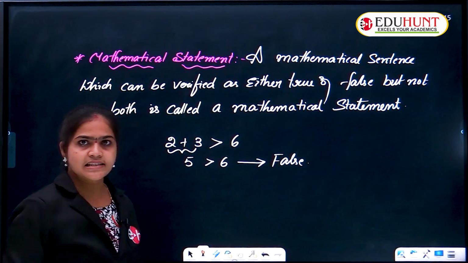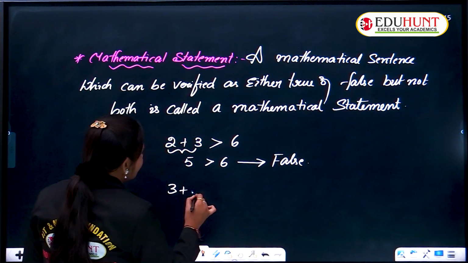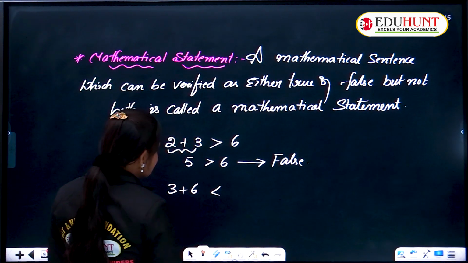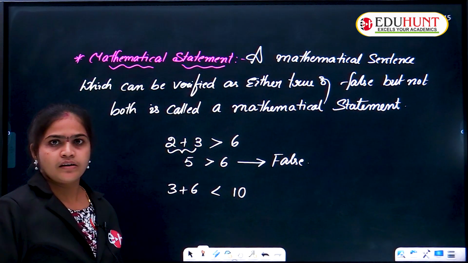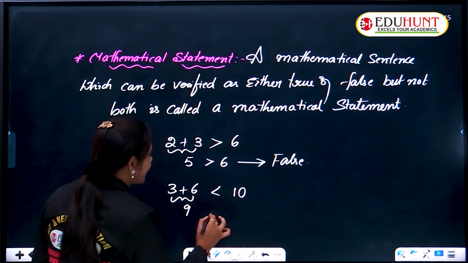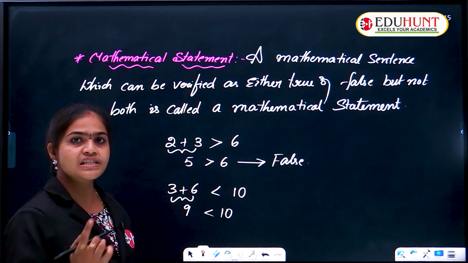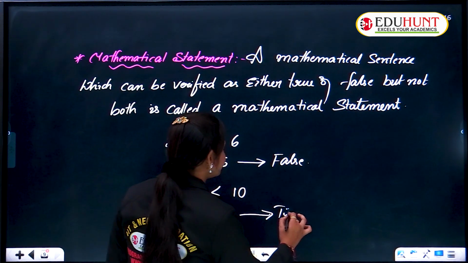5 is greater than 6. That is a false statement only, no? And in the same way, 3 plus 6 is less than 10. Here also we can check that. 3 plus 6 is equal to 9. 9 is less than 10. Is it a true statement or a false statement? This is a true statement only.